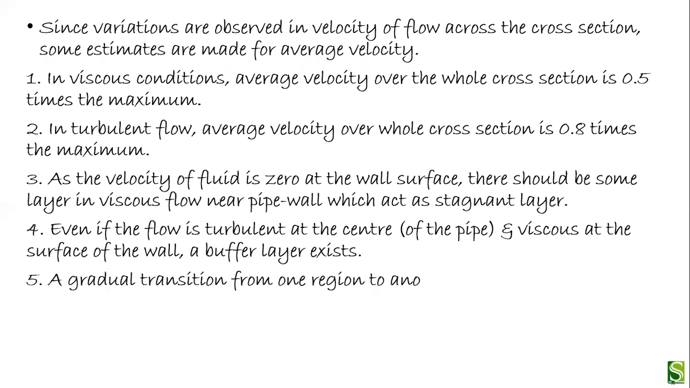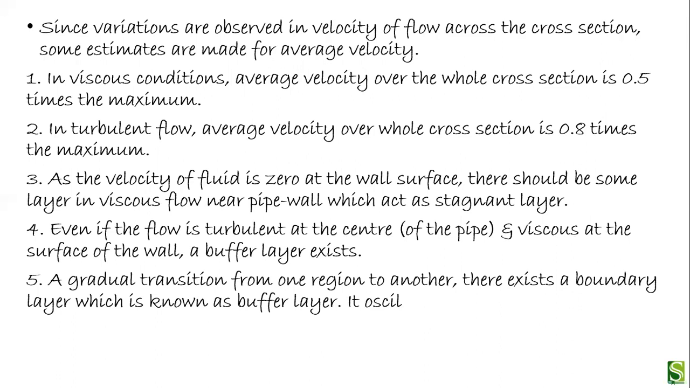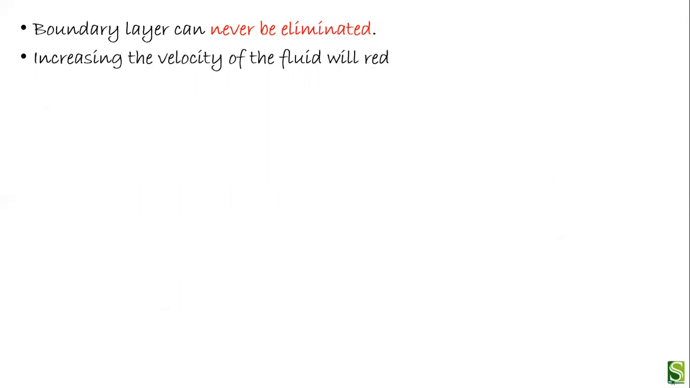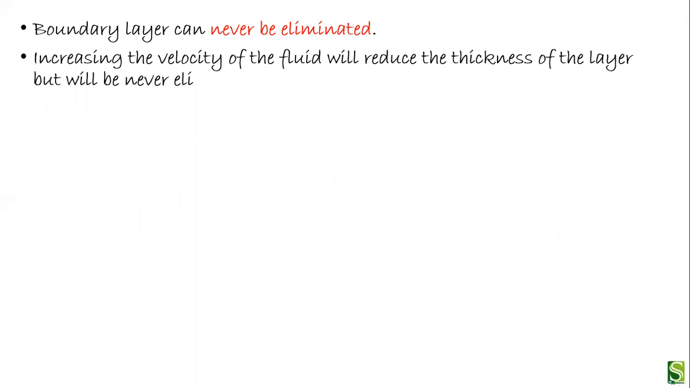So there is a gradual transition from one region to another. There exists a boundary layer, known as the buffer layer, and it oscillates between viscous flow and turbulent flow. So the boundary layer can never be eliminated. Increasing the velocity of the fluid will reduce the thickness of the stagnant layer and the boundary layer, but it will never be eliminated directly.